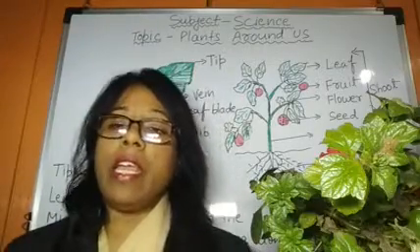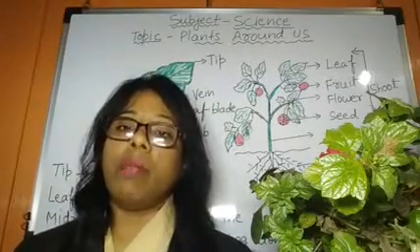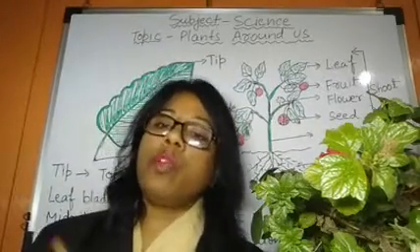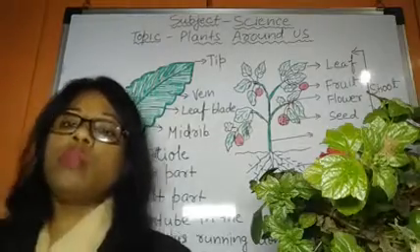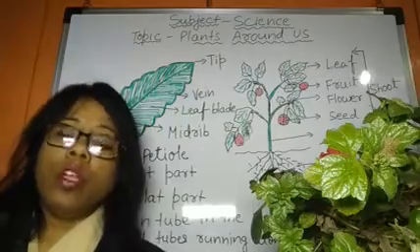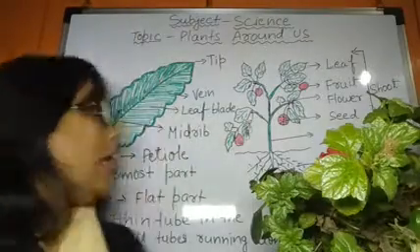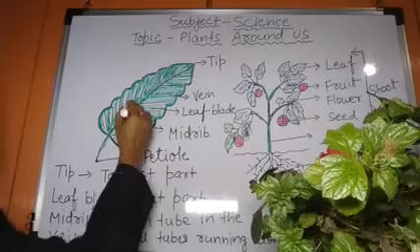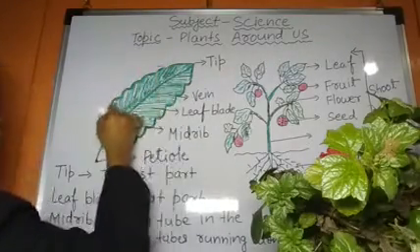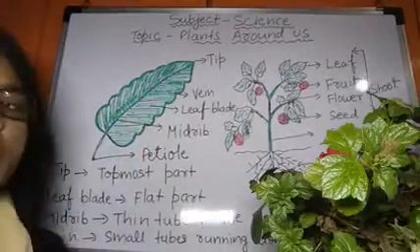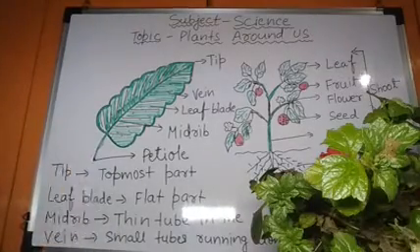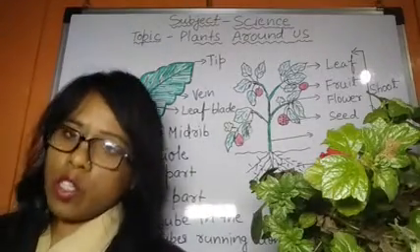Now why am I saying that the leaf is the most important part of a plant? Because the leaf makes food for plants. Fine. Without leaves, a plant cannot make food. In a leaf there are many very tiny holes that you cannot see with the naked eye. For that you have to use a microscope. These holes are known as stomata.